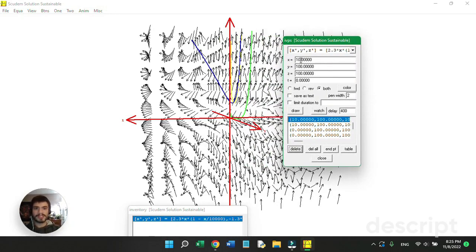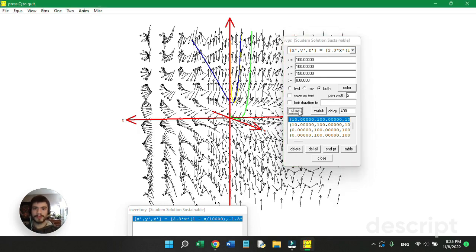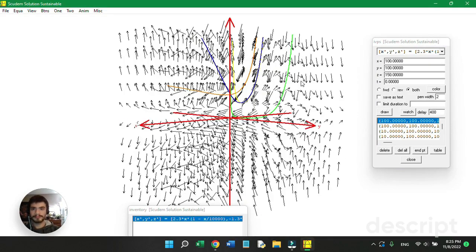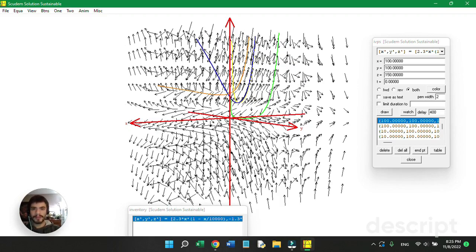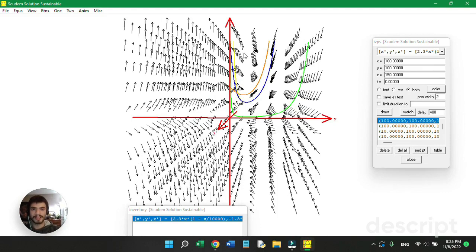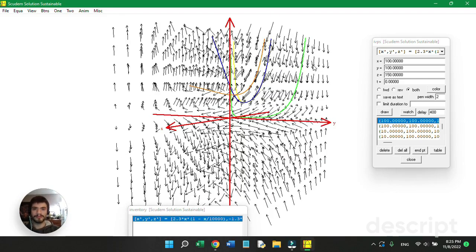If we were to set the human population at 100 at time 0, and the prey population to 150, we get this particular solution over here. It is important to note that the solutions that lie on the YZ axis follow the same type of curve that you'd expect from a standard Lotka-Volterra system.